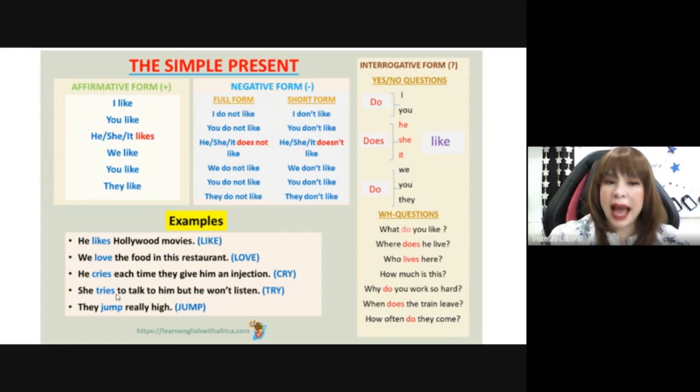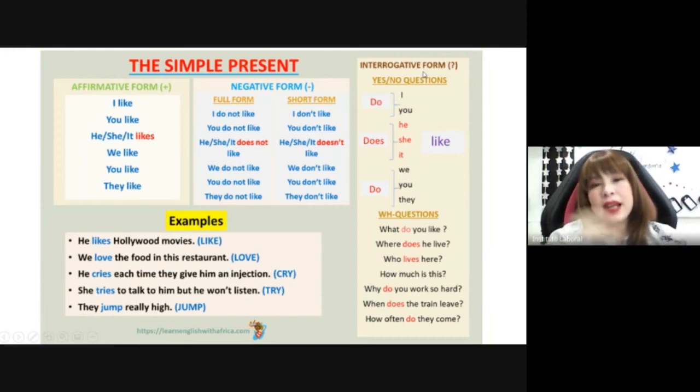They jump really high. The action is jump. Do we need to apply any rule? No. The rule only applies when the subject is he, she, or it. The third person. That's why I always call them the VIP. Very important people. Don't forget them.